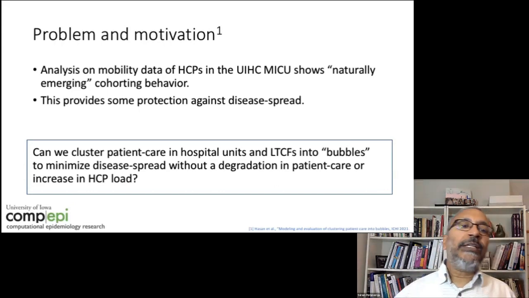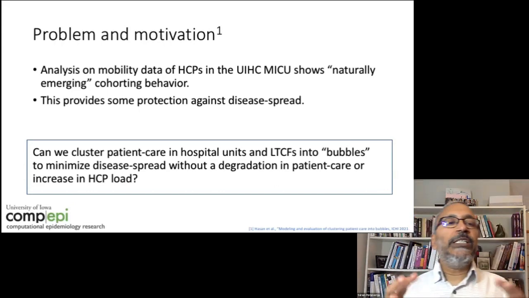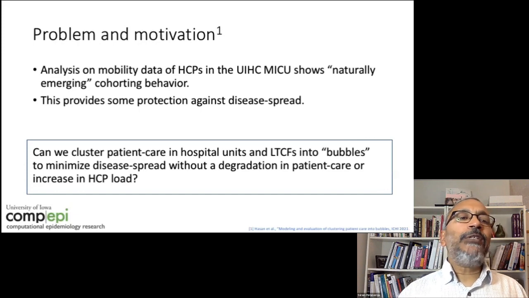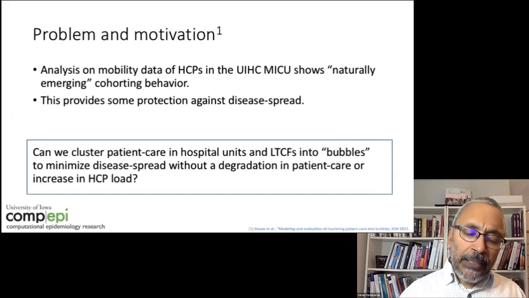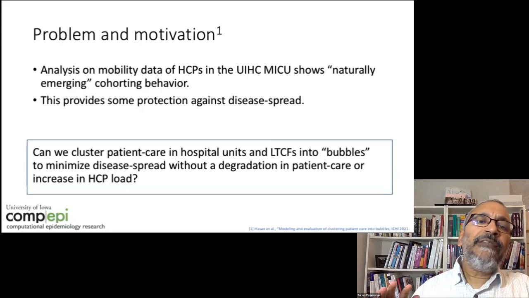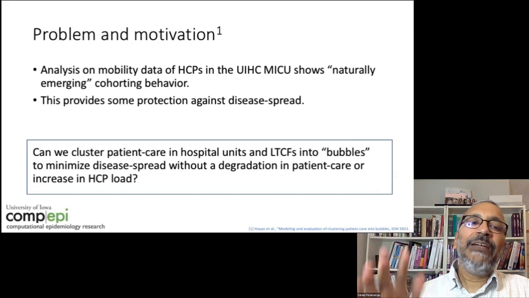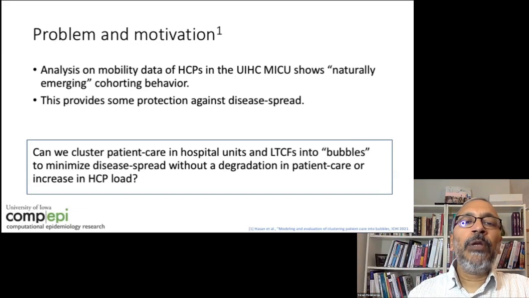Basically, could we cluster them into these bubbles almost as a preventative measure so as to minimize disease spread, but keeping in mind the fact that we also don't want to degrade patient care, and we also don't want to increase load on healthcare professionals. So this is the high-level description of our problem.